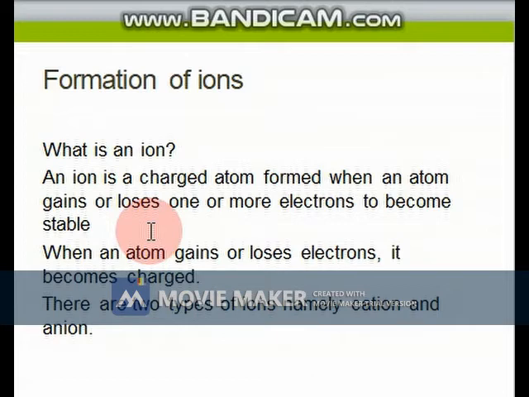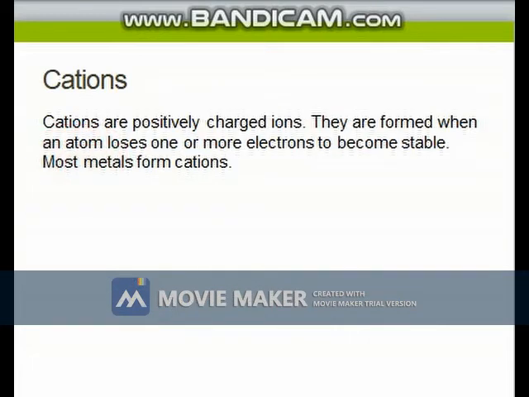There are 2 types of ions, namely cations and anions. So we're going to look at them. Cations. Cations are positively charged ions. They are formed when an atom loses one or more electrons to become stable. Now, most metals form cations. Let's look at this diagram, so, how this cation is formed.